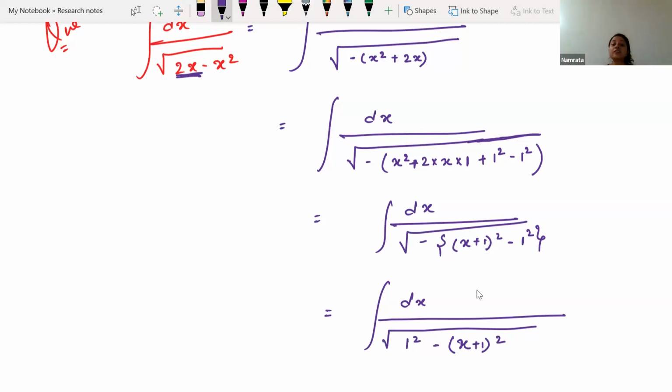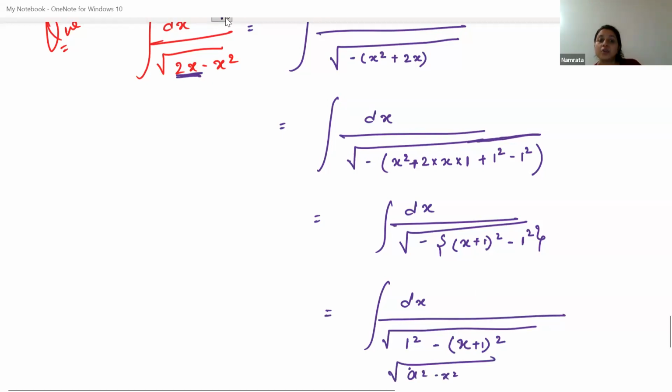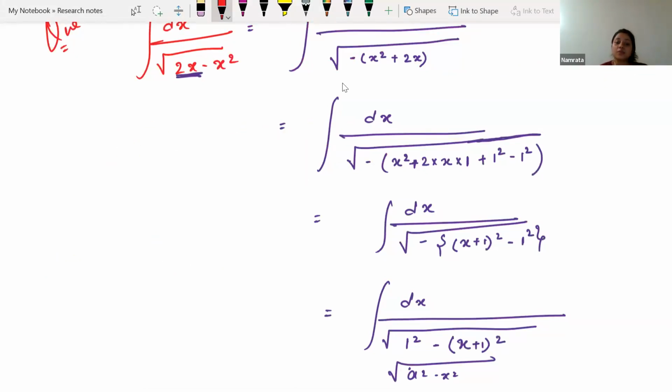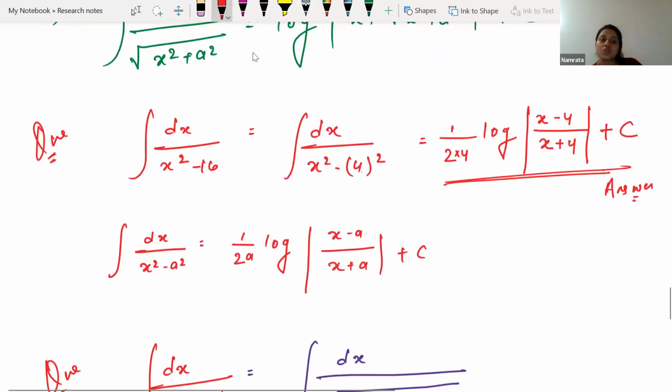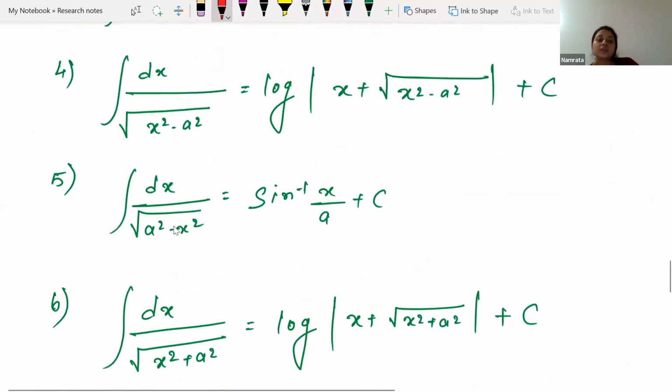Now let's check which formula it looks like, where under root a square minus x square is there in the denominator. Do we have any formula like that, where we have a square root and inside the square root, in the denominator, a square minus x square terms? Let's check it out. Can you see the 5th formula? Under root a square minus x square. That formula is sine inverse x by a.